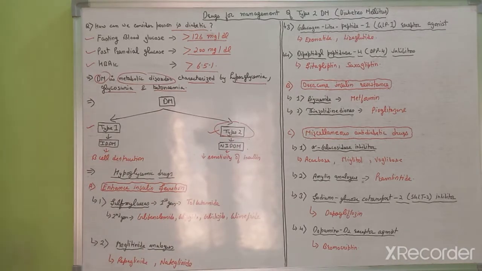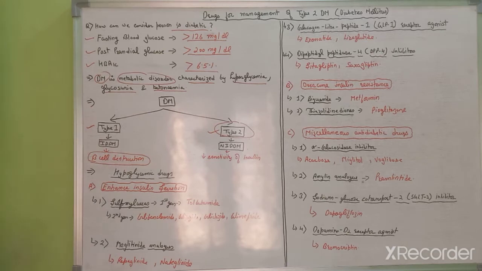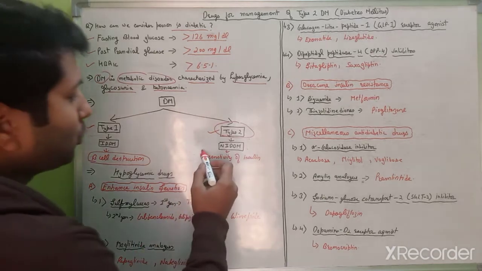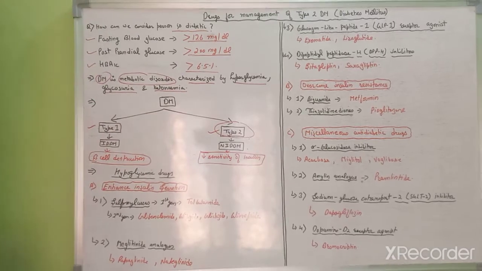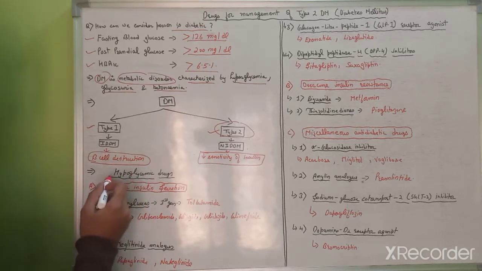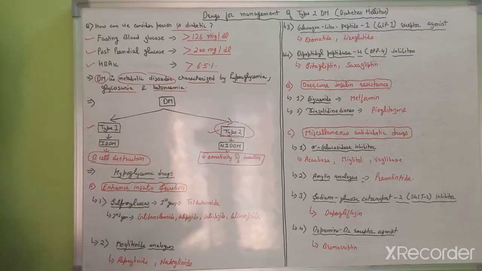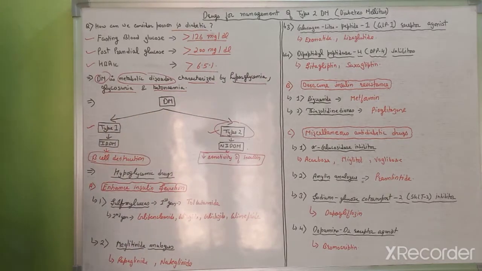So what happens in type 1? In type 1 there is complete destruction of the beta cells, whereas in type 2 there is a decrease in the sensitivity to insulin. So in this we have drugs which are used for hypoglycemia, meaning the drugs used for the management of type 2 diabetes mellitus. So let's discuss these drugs.